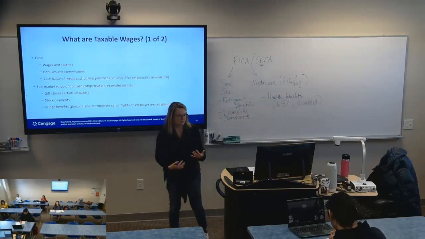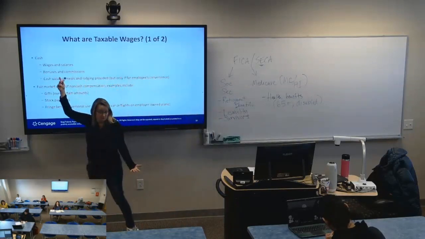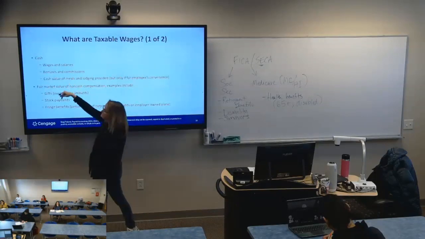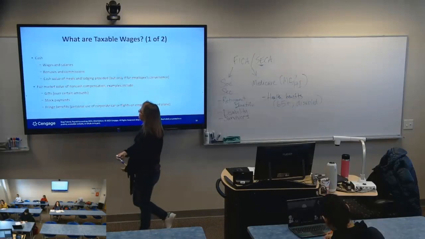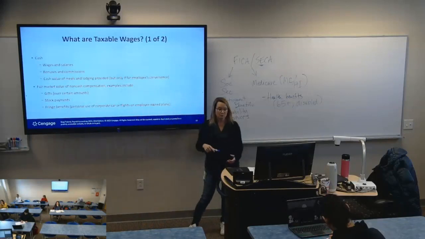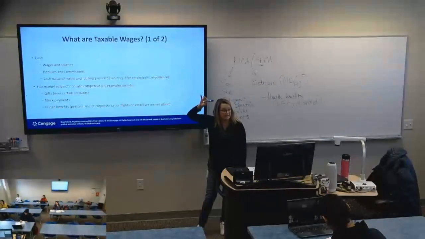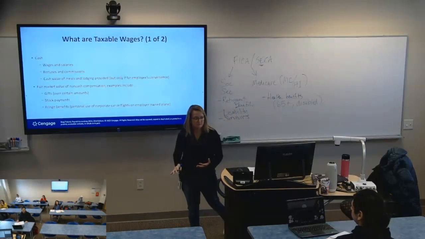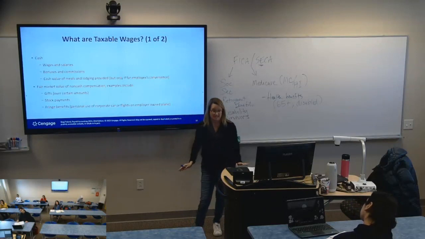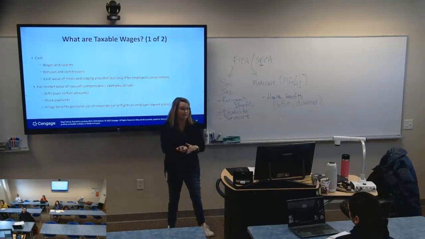Now, what types of income are subject to FICA taxes? I've already gone through a lot of this. Wages and salaries are subject to FICA taxes. That's earned income. Bonuses and commissions, again, those are considered to be earned income. Cash value of meals and lodging, if it's for the employee's convenience. You're going to see this in every single chapter. It matters. The value of it is taxable if it's for the employee's convenience. If it's for the employer's convenience, it's not taxable.